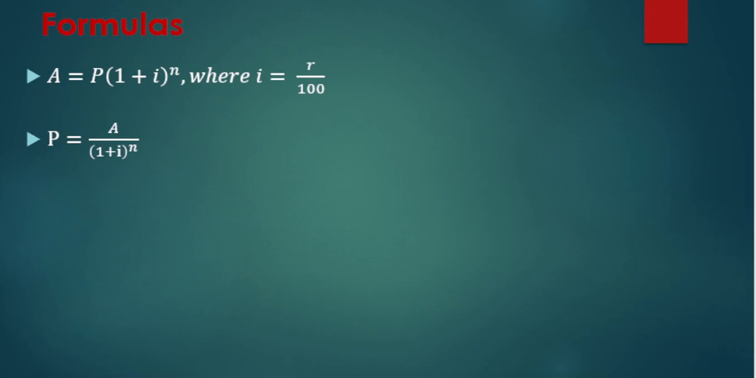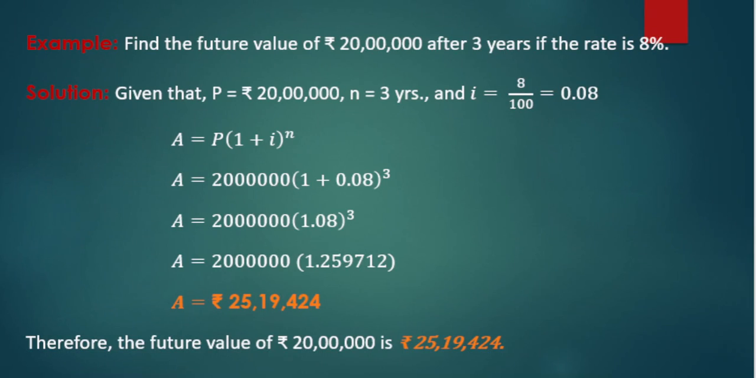The formula used to find the future value is A equals P into (1 plus i) raised to n, where n is the number of years and i is equal to the rate of interest upon 100. The next formula, to find the present value, is P equals A upon (1 plus i) raised to n. Let us take one example to explain it more clearly.